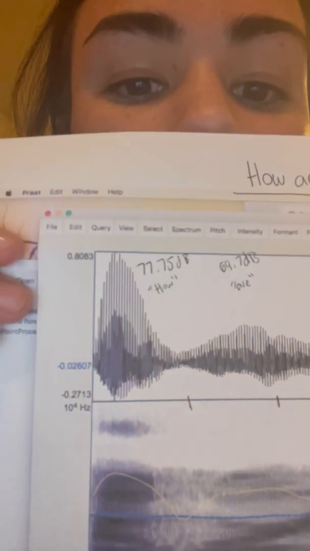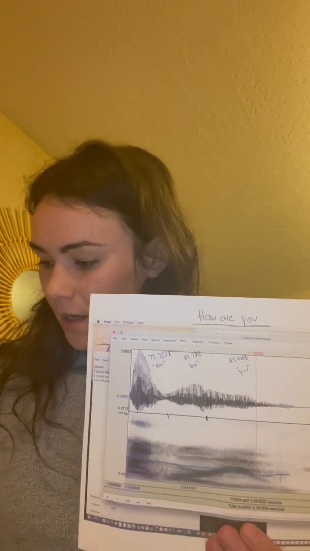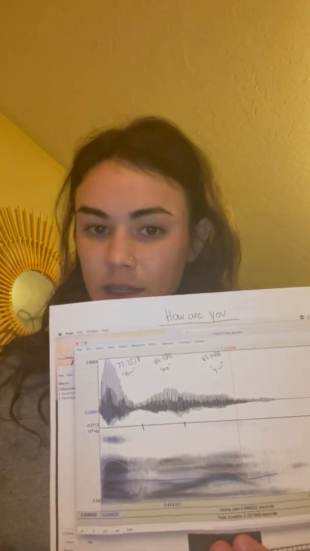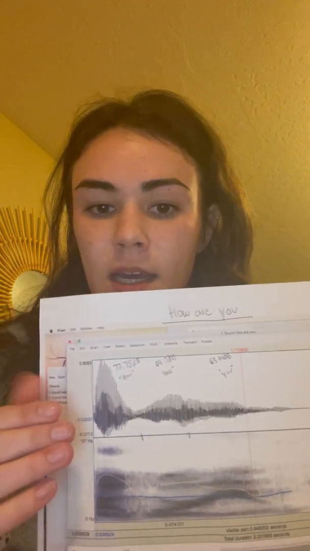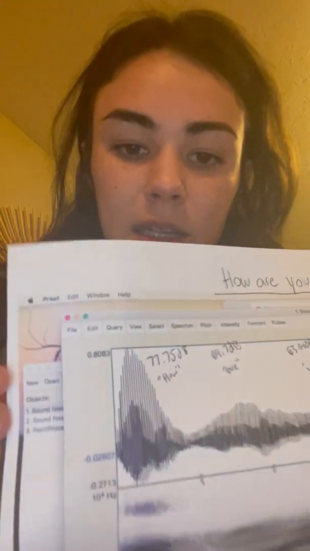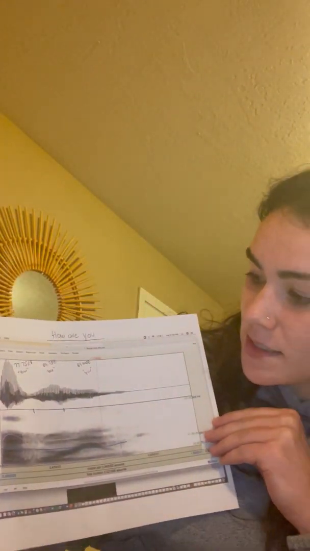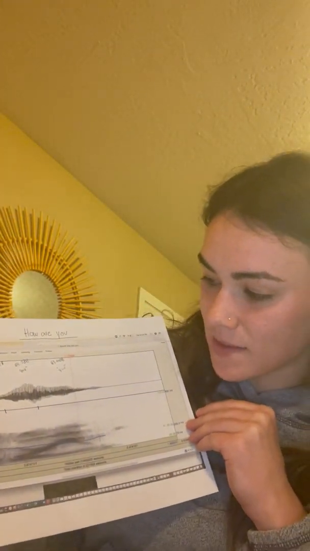And my amplitude, which is the height of these wavelengths right here, it's kind of hard to see them, was on average 70.2 decibels for loudness. I broke this up so you could see the variability of the amplitude. The first big piece is the "how," and for me, that was 77.75 decibels.